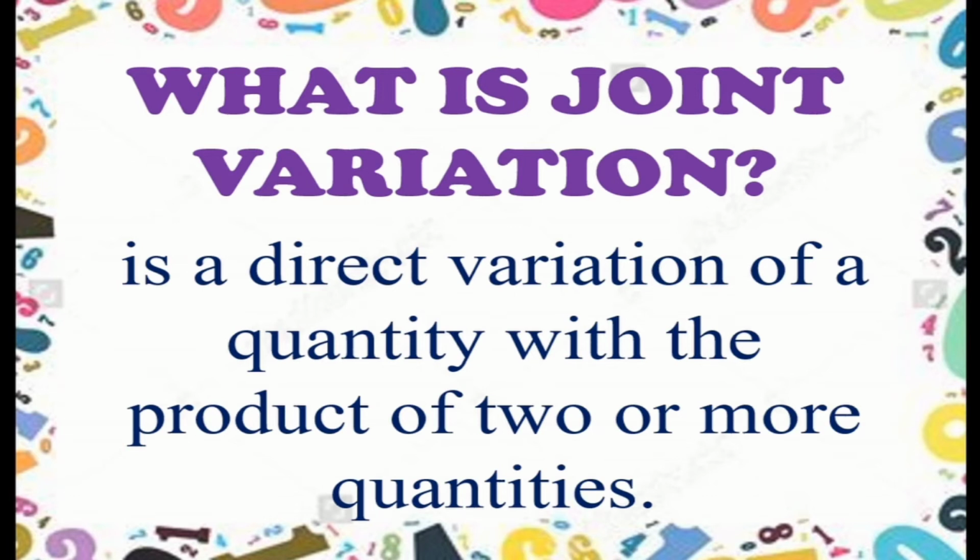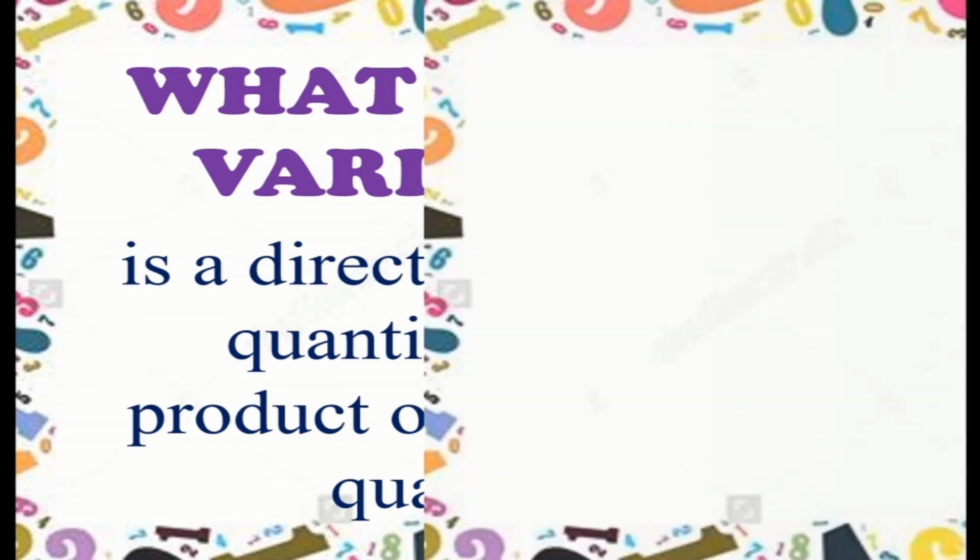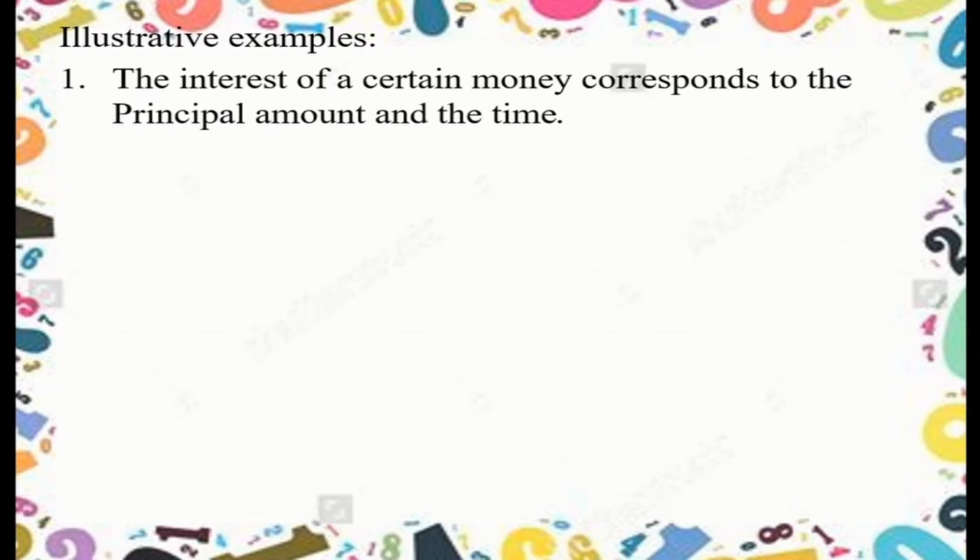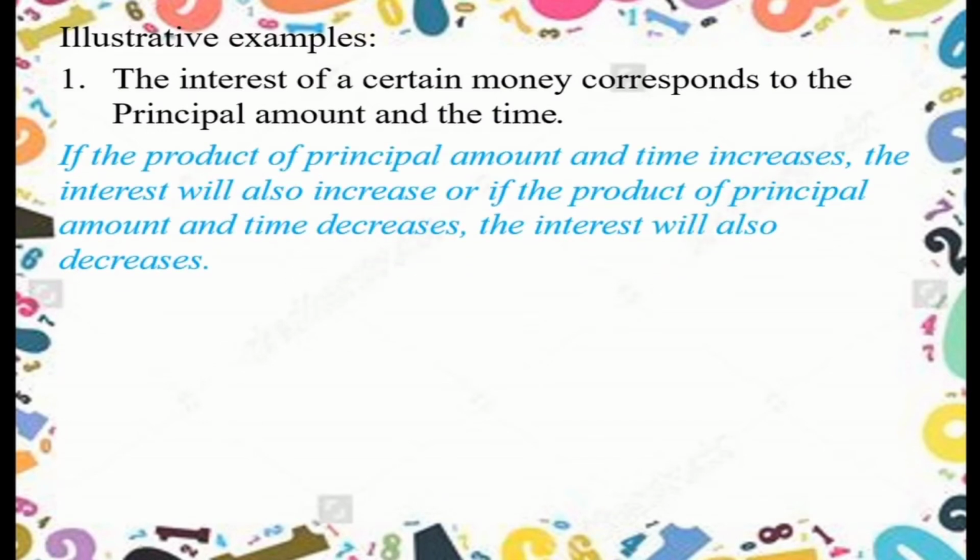So, let's go through the different illustrative examples. First one, the interest of a certain money corresponds to the principal amount and time. Madali lang yan. If the product of the principal amount and time increases, the interest will also increase. Or, if the product of the principal amount and the time decreases, the interest will also decrease. So, pag yung product ng principal amount at saka ng time mag-increase, siyempre tataas rin yung interest. Okay? But pag bababa yung product ni time at saka ni principal amount, bababa din yung interest.